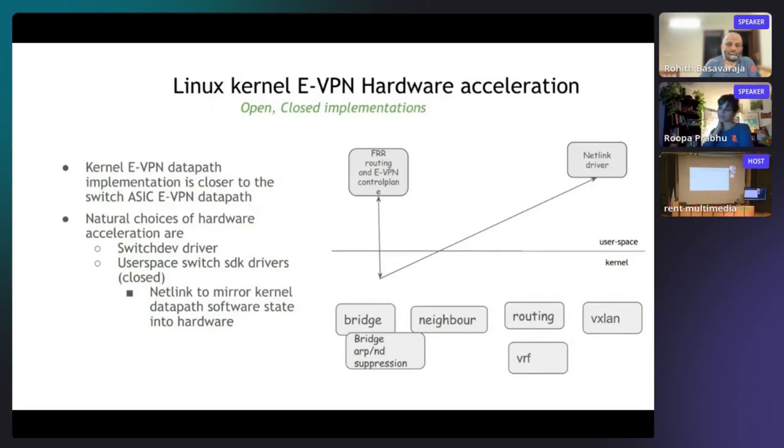And we are talking about a closed netlink driver here, but we are going to talk about the netlink implementation more than getting into the details of how the SDKs are implemented, if you will. So this is how it generally looks: a netlink driver in user space, FRR talking to the kernel, and netlink drivers snooping and hardware accelerating. The netlink driver may be talking to an SDK, may be talking to DPDK, or any means to get to the hardware for systems that don't have an in-kernel driver.